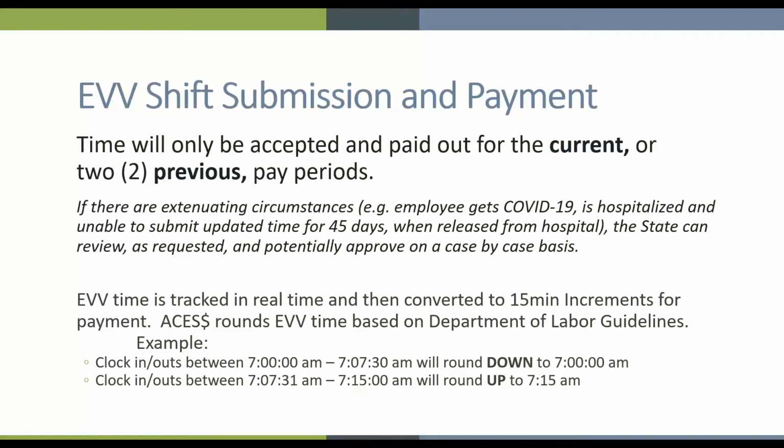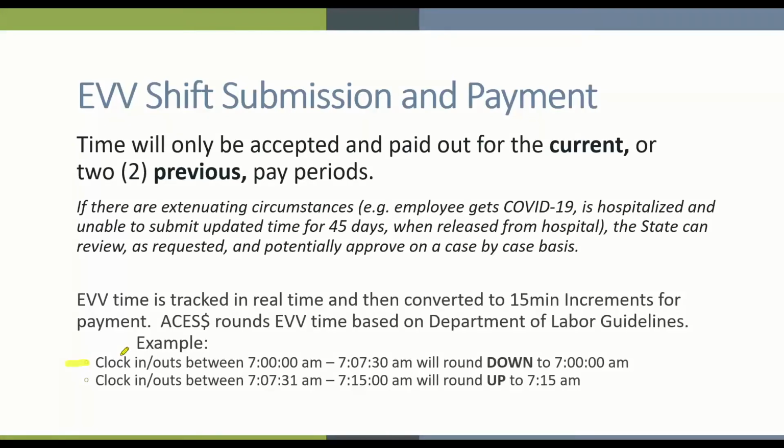As I mentioned earlier, and I think it's important to loop back to this, EVV time is tracked in real time, right? You clock in when your shift begins, you clock out when your shift ends. And then it is converted into 15-minute increments for payment. You're paid in 15-minute increments. So ACES rounds time based on the Department of Labor guidelines. So as I mentioned here, and I think it's nice to have this visual, hope that helps.